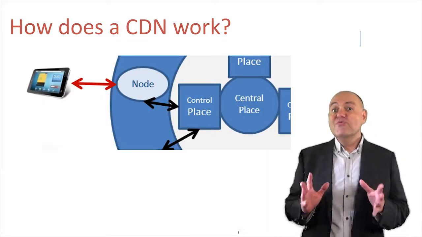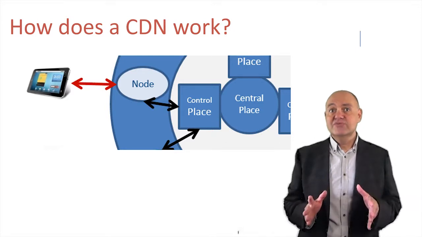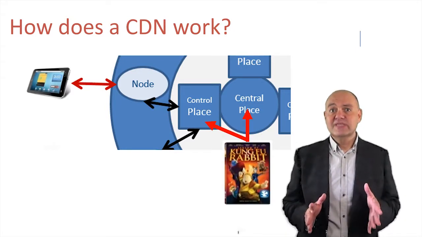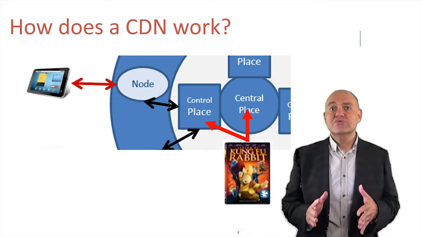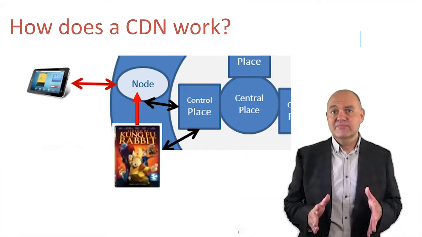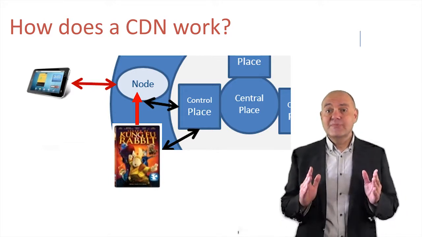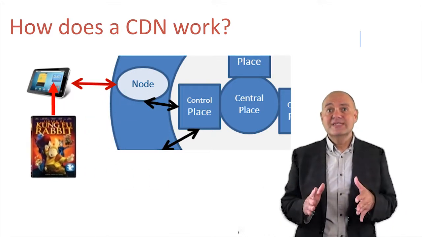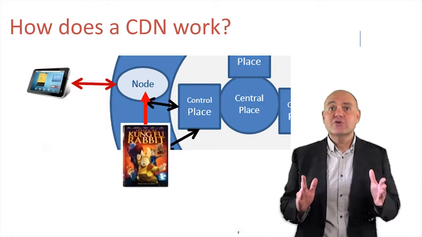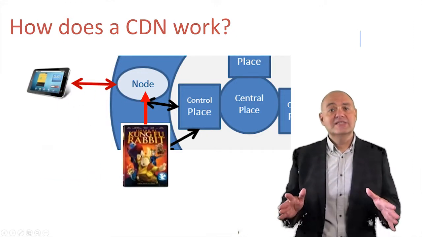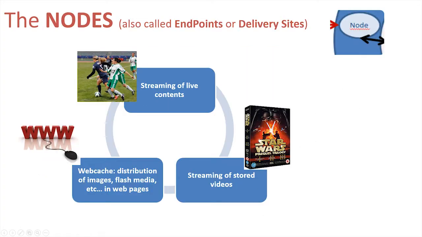Graphically, movies are stored in the central place. Once the user asks for it, the movie is stored in a nearby node. If the movie is popular, it remains stored in the node since other users are going to request it. Otherwise, it is deleted from the node.